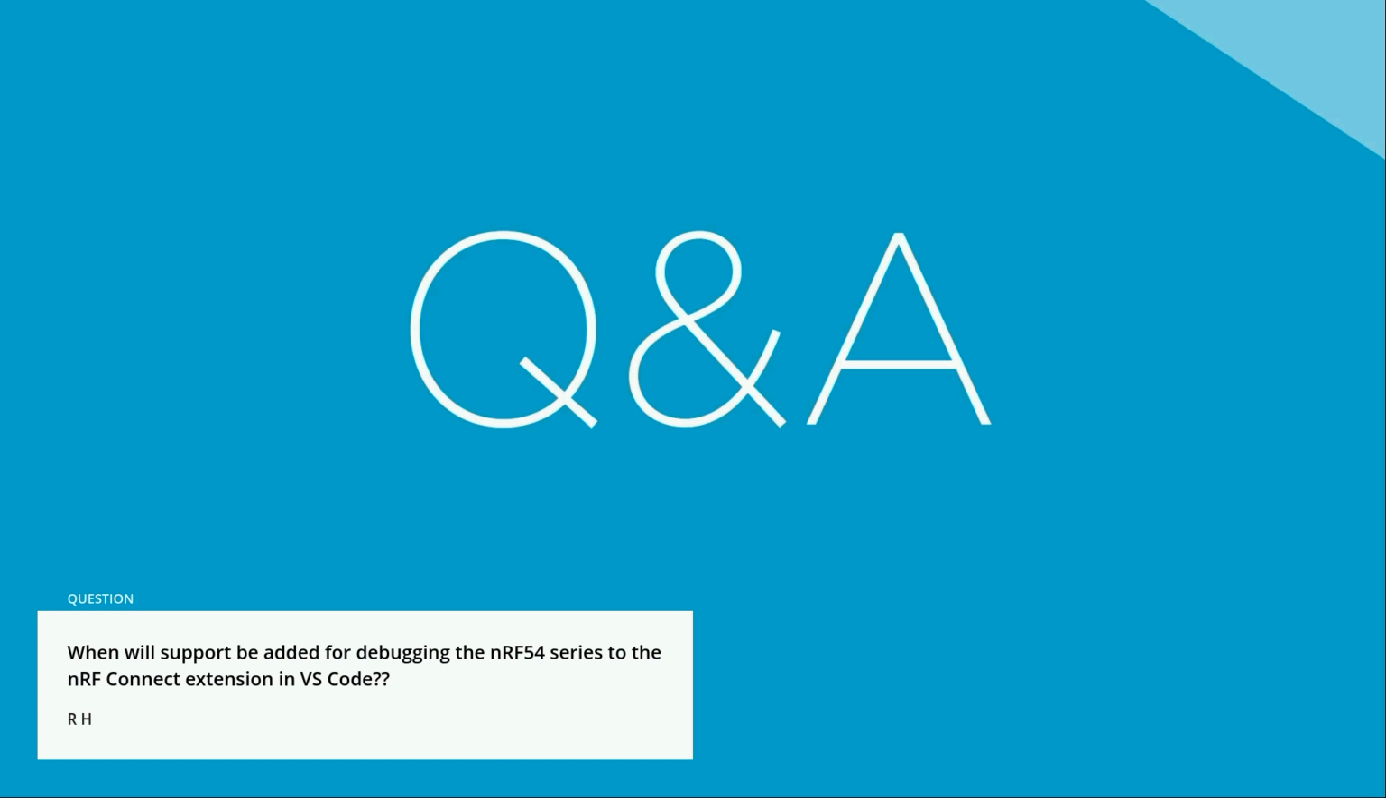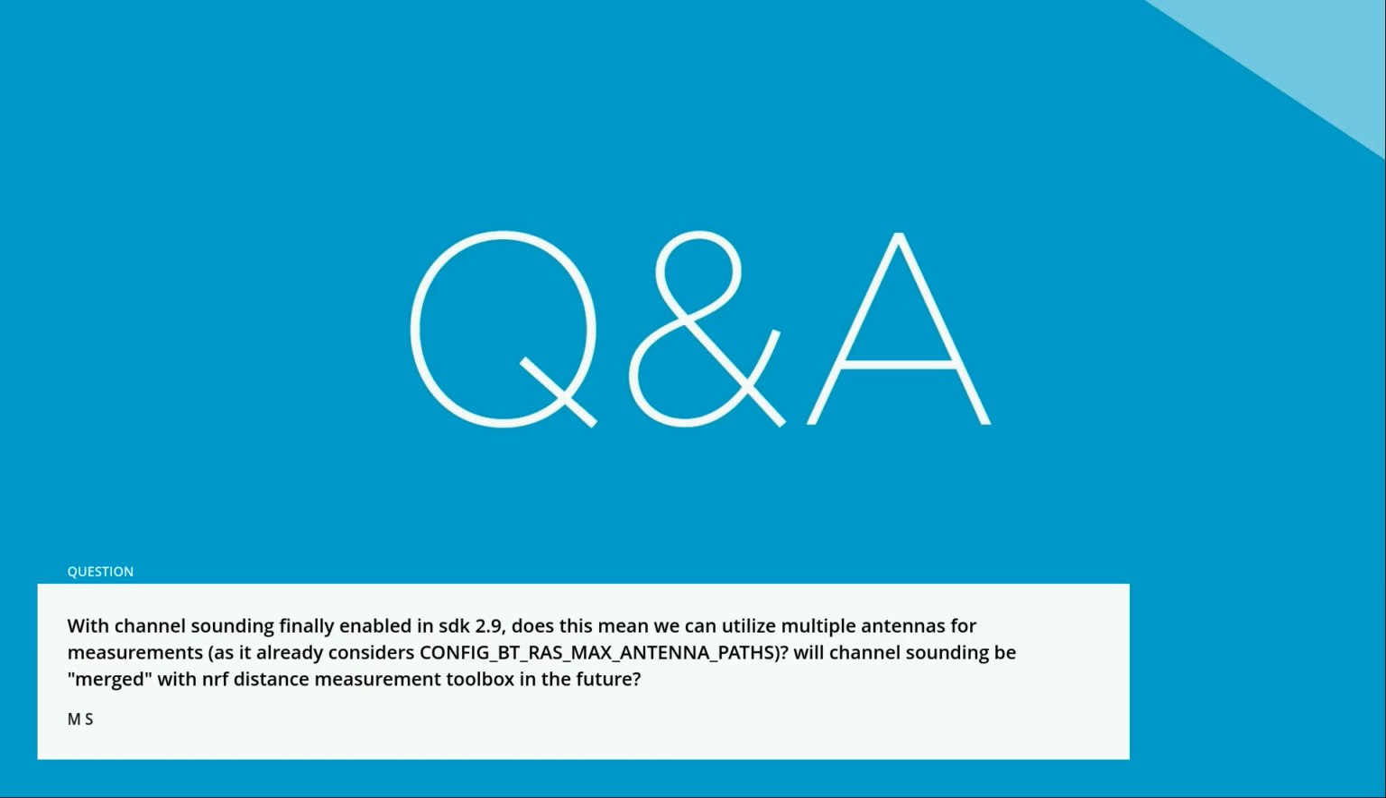And then a question about channel sounding. With channel sounding enabled now in SDK 2.9, does this mean we can utilize multiple antennas for measurements? It's a good question. I mean, the Kconfig is there. I'm not sure if the functionality is supported. Need to check the documentation if it's there.